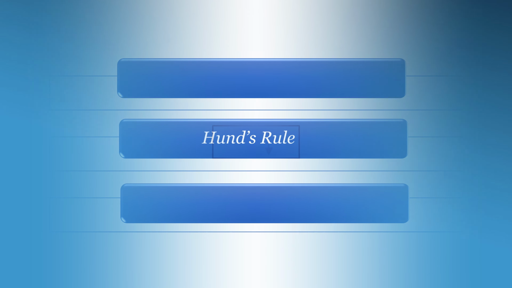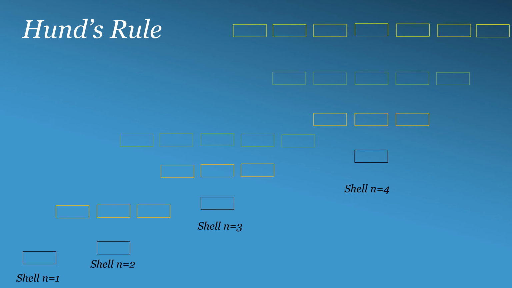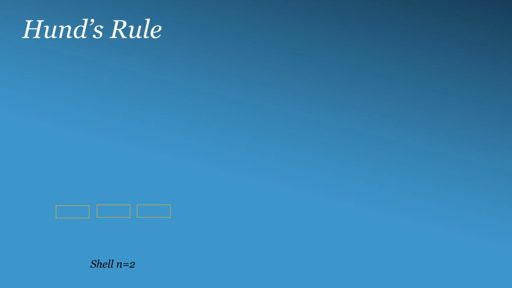The second rule that we consider in electron configuration is Hund's rule, which states that when filling orbitals of the same type within a subshell, electrons will first occupy each orbital singly. Let's take, for example, the p subshell of the second shell. Electrons will first occupy each p orbital singly. The three orbitals will be filled one at a time before any pairing occurs. Only after each of these orbitals contains one electron will the electrons begin to pair up.